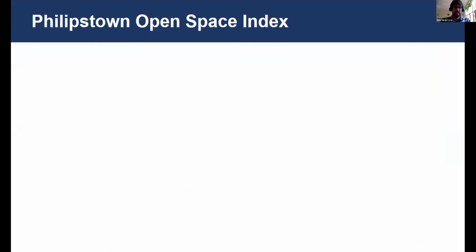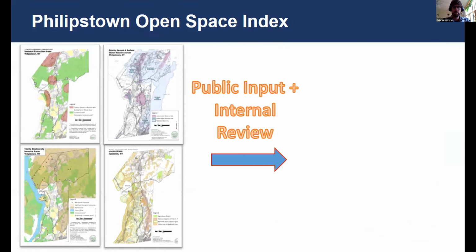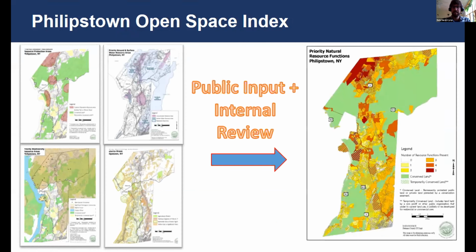I just want to give you a quick example of this. The town of Philipstown had a natural resources inventory. They had a public input and review process. And then ultimately they ended up with this map of prioritized parcels. So you can see the data from the NRI went in, and some public input, and then they ended up with these priorities. And you might think, well, why is this important?